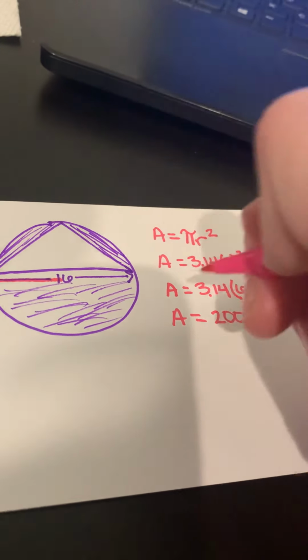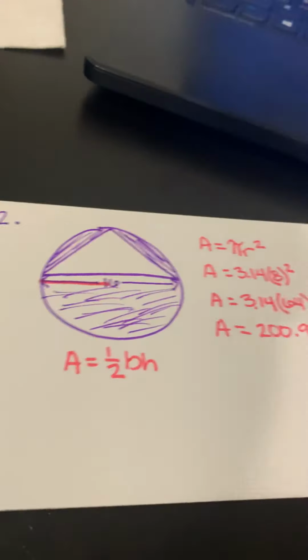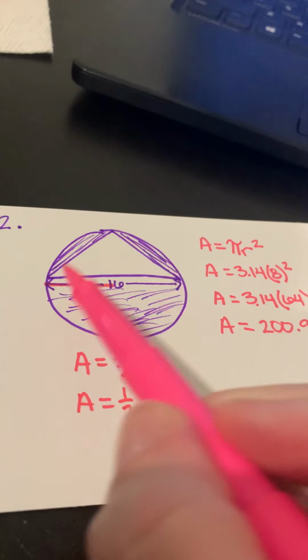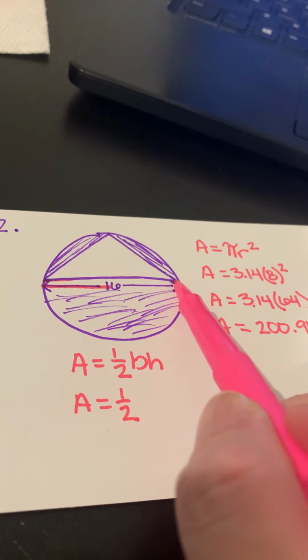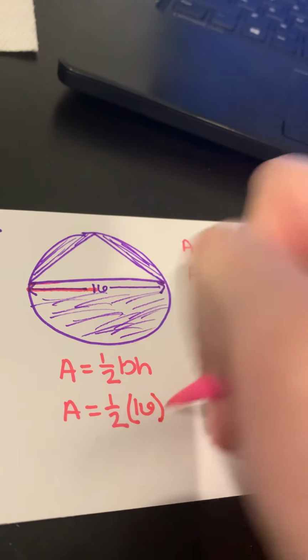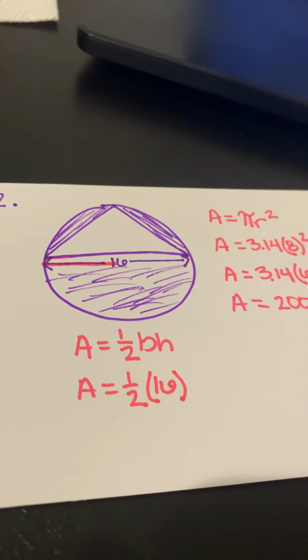Now I need to do the triangle. So the formula for my triangle is 1/2 base times height. So I need to figure out what the base and the height of the triangle is. The base is easy to see. The base is the same as the diameter of the circle. So I'm going to plug in 16. But the height is a little more difficult to figure out.